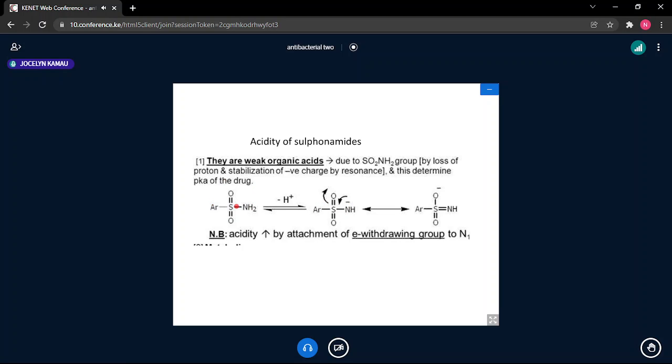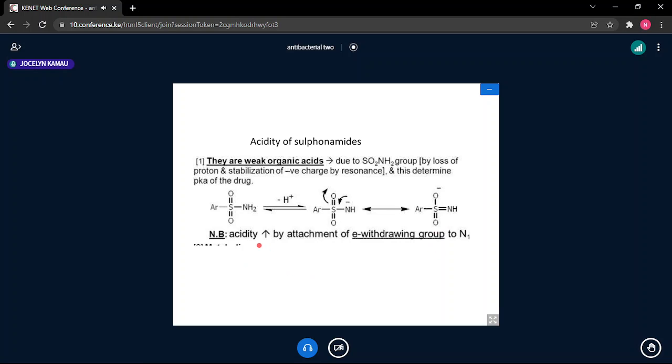Once these oxygens pull electrons away, you can lose one of these hydrogens. You can lose a proton from here. And once that happens, you establish the negative charge. Now the negative charge is stabilized through resonance. The electrons come in, the electrons move out, and this charge can move. This can come back here, and this goes out. So that is what we're calling stabilization by resonance.